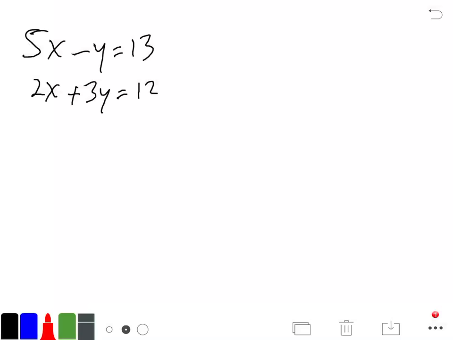But with a question like this, you don't necessarily have that. The top coefficient of x is 5, and the bottom coefficient of x is 2. Now, there is a method that we could eliminate x here, and I'm going to show that to you in a later video. But actually, the easier one here for me is to eliminate y.